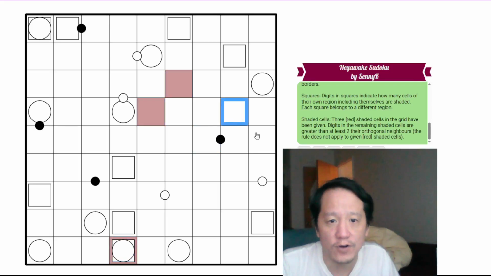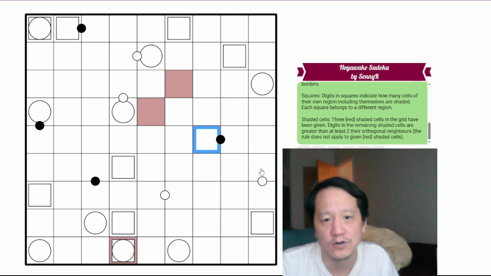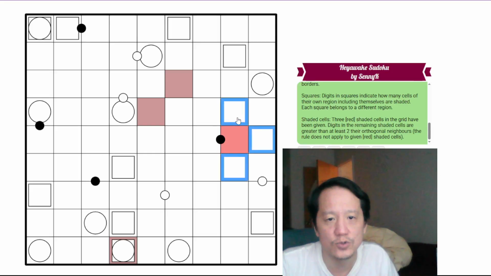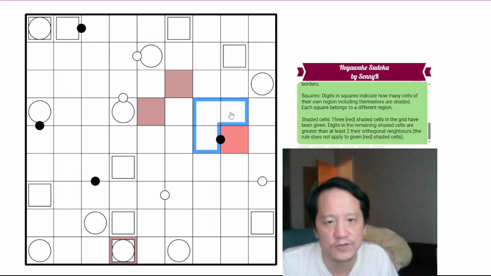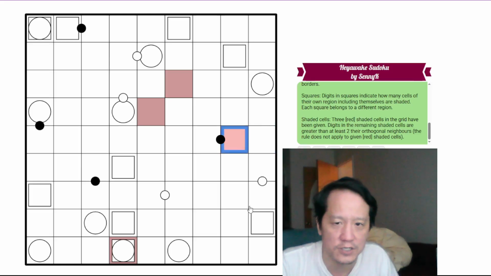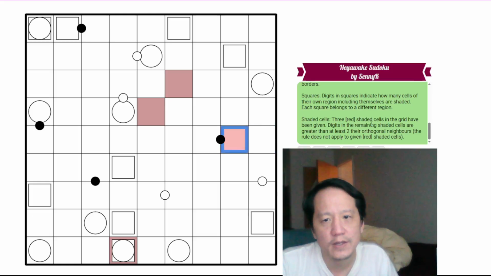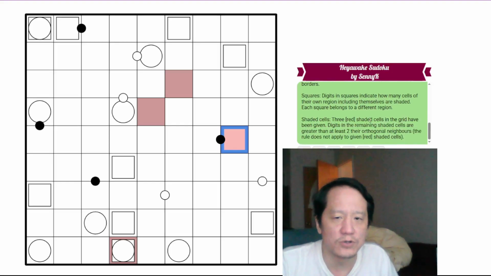So if we ever have, well, we have to have another shaded cell, but say we placed a shaded cell here. This would have to be greater than at least 2 of the cells that share an edge with it. So 2 out of these 4 cells. It would have to be greater than if we placed a shaded cell there. And those are all the rules.